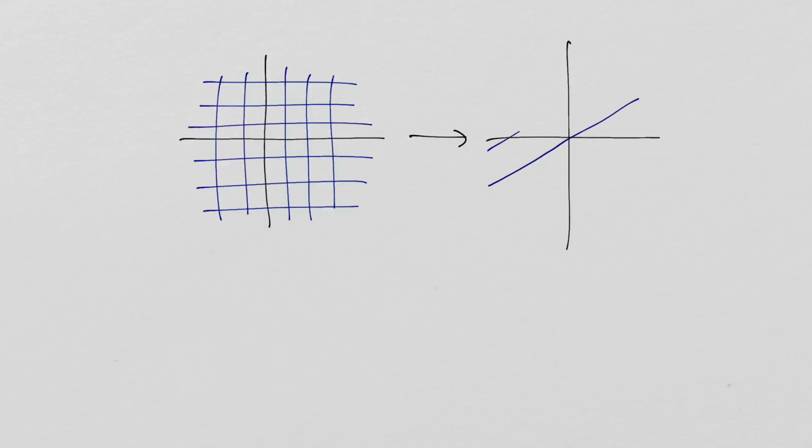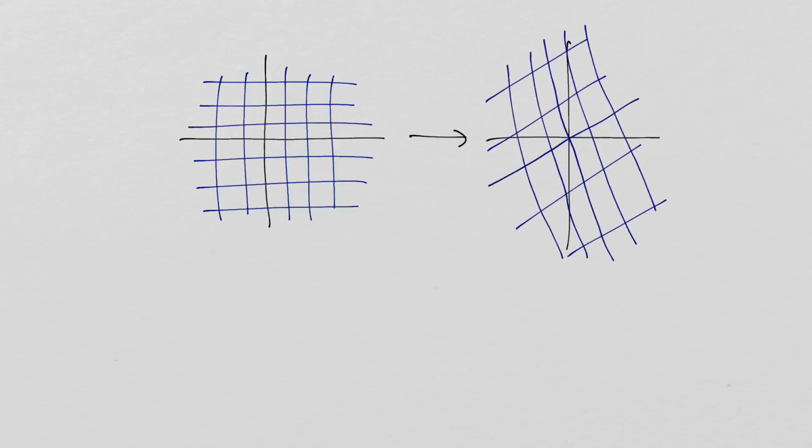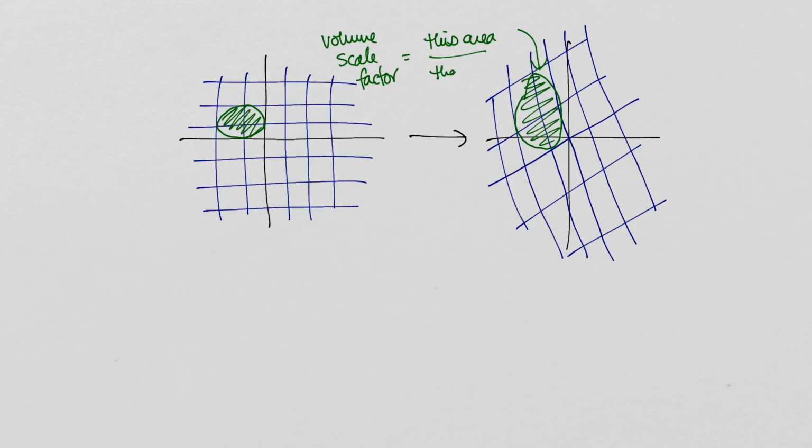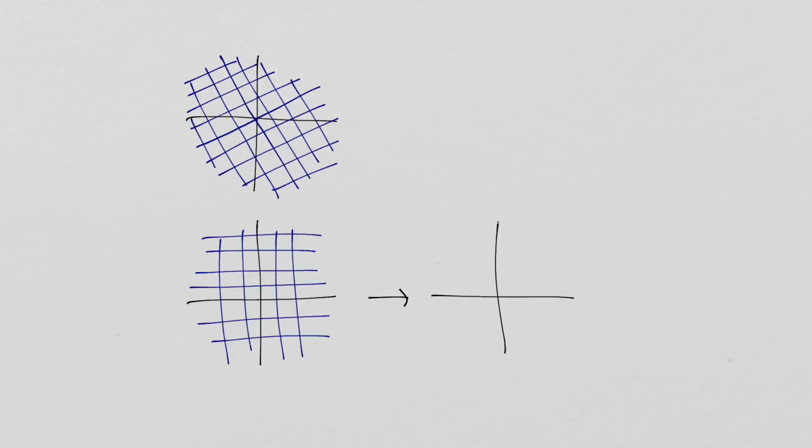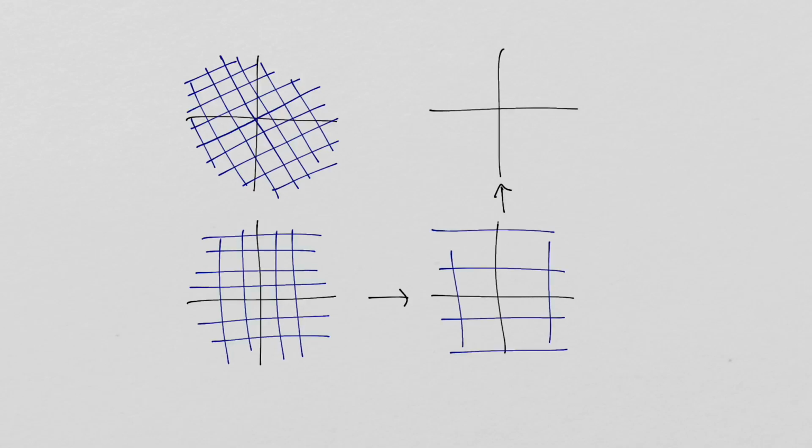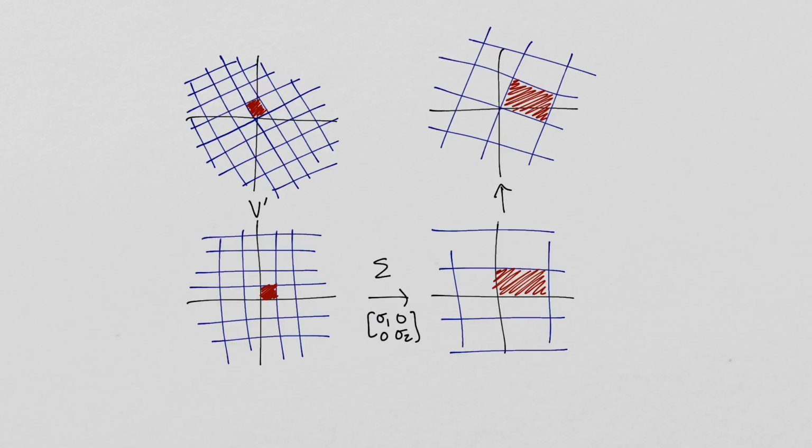A linear transformation from Rn to Rn scales the volume of any region in Rn by the same factor. Let's call this the volume scale factor of the transformation. Since the volume scaling is isolated in the sigma factor of the singular value decomposition of A, we can say that the volume scale factor of the transformation is the product of the singular values.